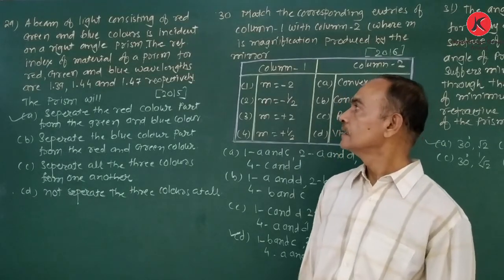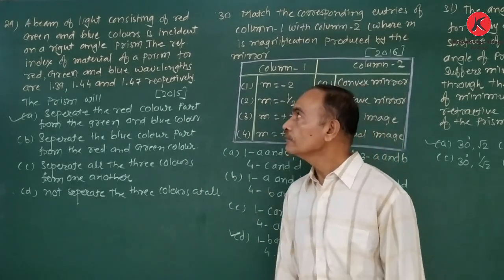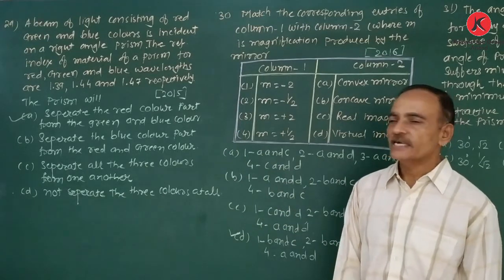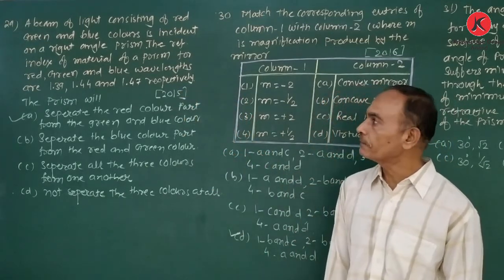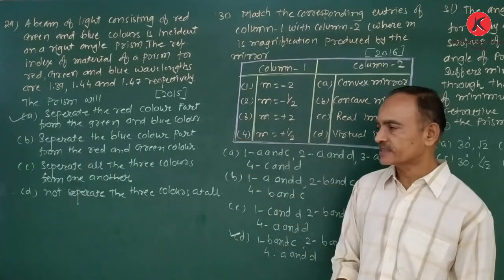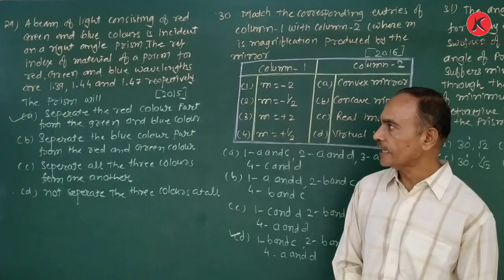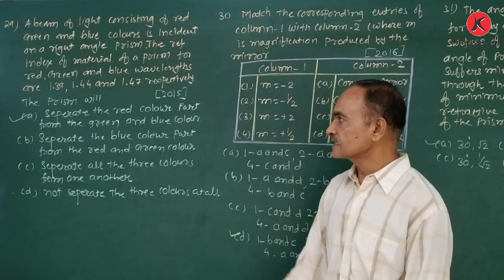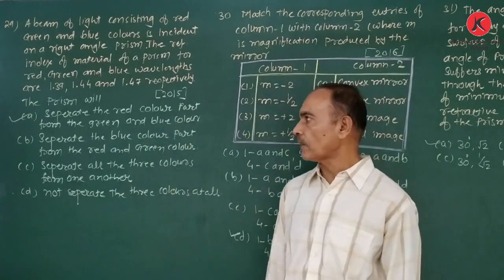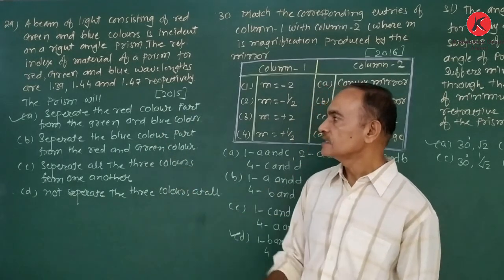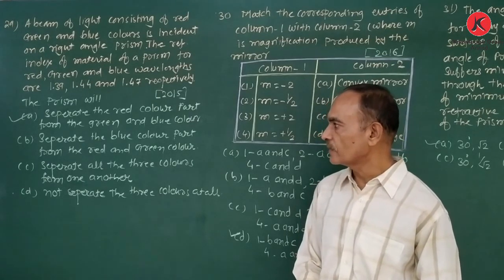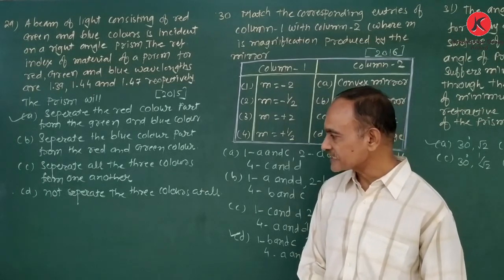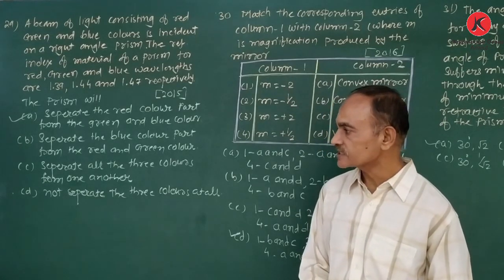Now the next numerical, asked in 2015 in All India PMT: a beam of light consisting of the three colors red, green and blue is incident on a right angle prism. The effective indices of the material of the prism for red, green and blue wavelengths are 1.39, 1.44 and 1.47 respectively. For this condition, what should be the answer? The prism will first separate the red color part from the green and blue color. Second option, separate the blue color part from the red and green color. Third, separate all the three colors from one another. And option D, not separate the three colors at all. So out of these four statements, which is right?